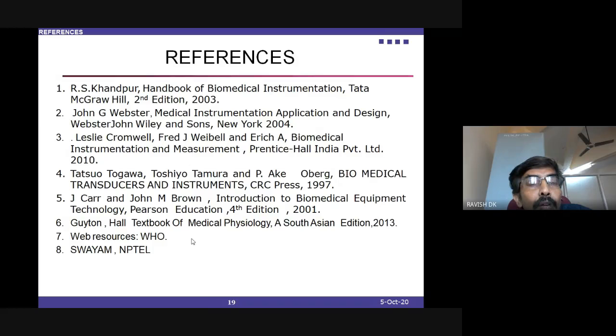I have referred to many journals in my area of research, and these are the references. To start with, Biomedical Instrumentation by Khandpur, a very nice book. Webster is there, Biomedical Instrumentation. Cromwell is there. They are handy books, available in your library.